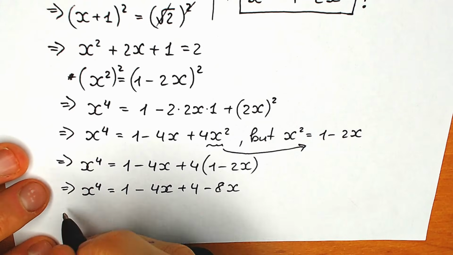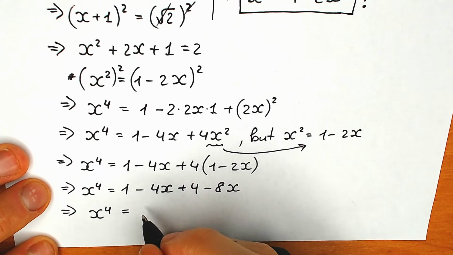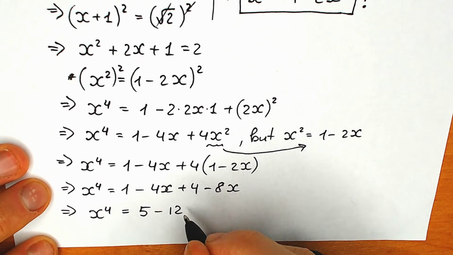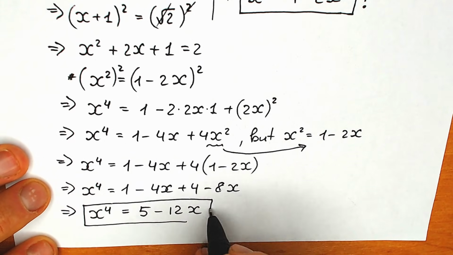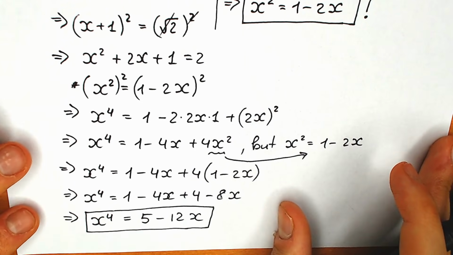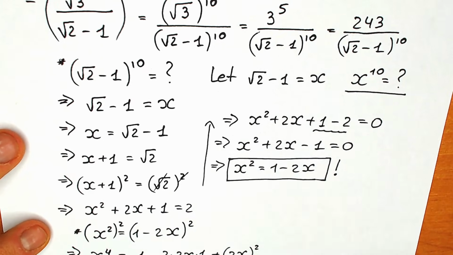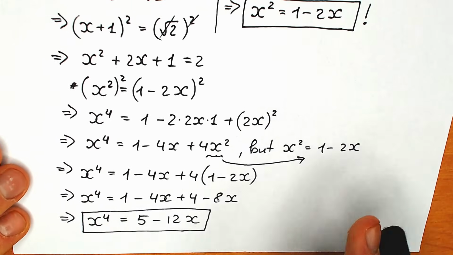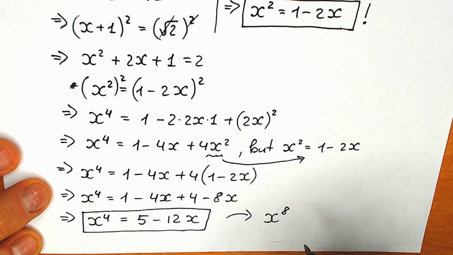Great, right now let's simplify it. So x to the power 4 equal to 1 plus 4 equal to 5, minus 4x minus 8x, minus 12x, and this is our x to the power 4. This is also a key expression for us, because the main idea is to get closer and closer to x to the power 10, because we have to find it from here. So we know x to the power 2. Right now we know x to the power 4, and I really hope you understand that the next step after x to the power 4 is to solve for x to the power 8.